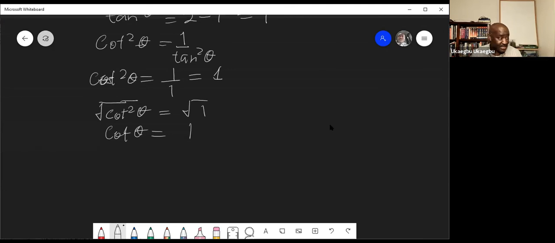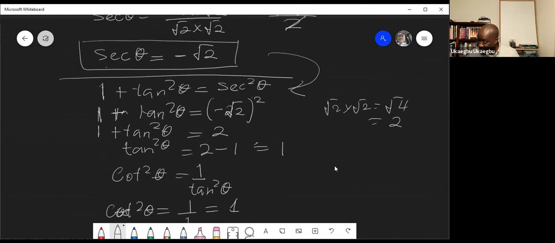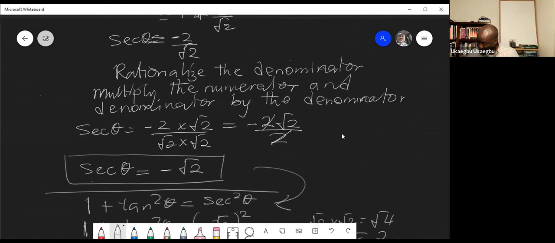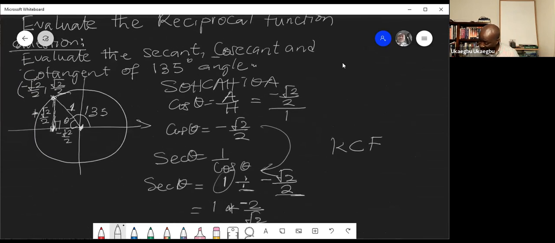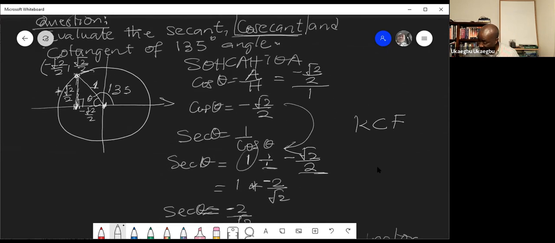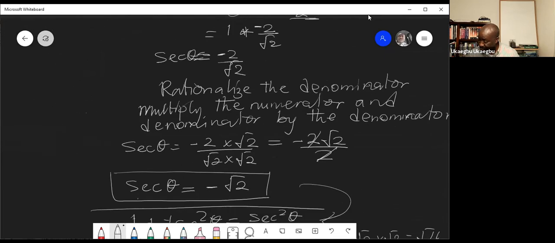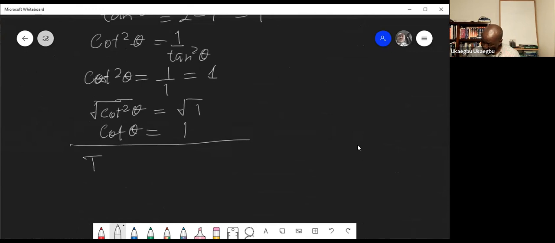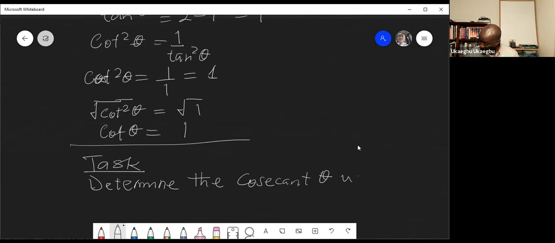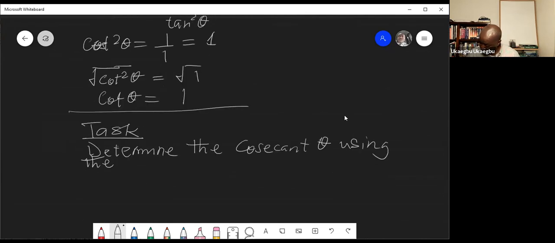So now, as a task for today, you are going to use the same set of numbers, but you are going to determine the value of, which one haven't we done? Cosecant is what we need now. I'm going to leave you to do that by yourself. So as a task, determine the value of cosecant theta using the above given data. That's all you are doing for the rest of the day. All right.